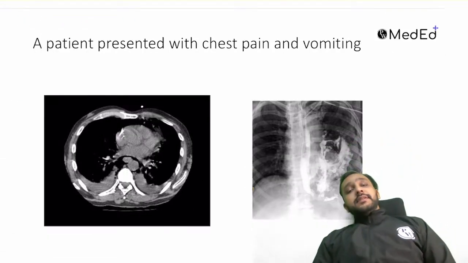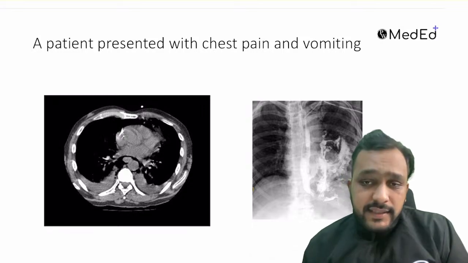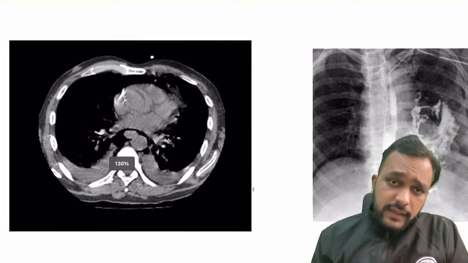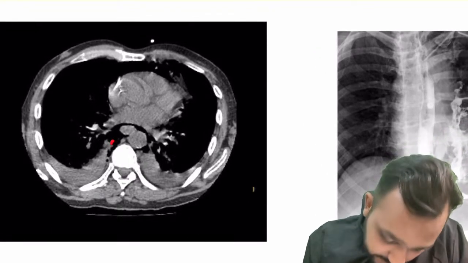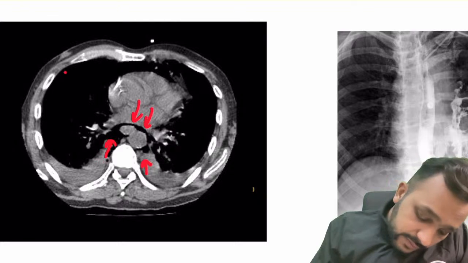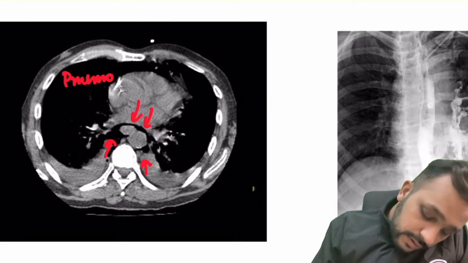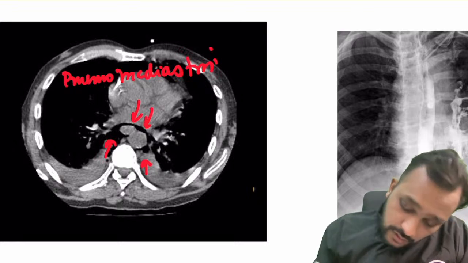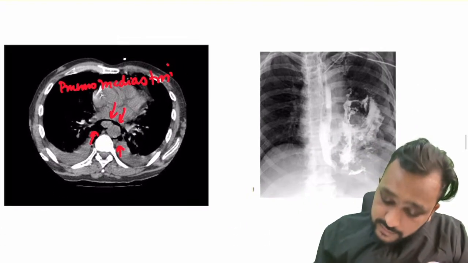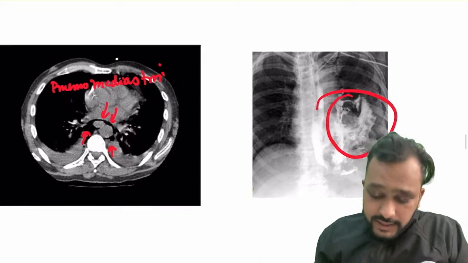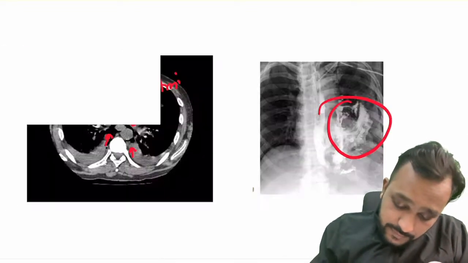So, a patient presented with chest pain and vomiting. These are the NCCT chest and barium swallow images. Within the NCCT images, we can see that there are foci of air within the mediastinum. So this is your pneumomediastinum, and on the barium swallow images we can see that there is leakage of barium into the chest.